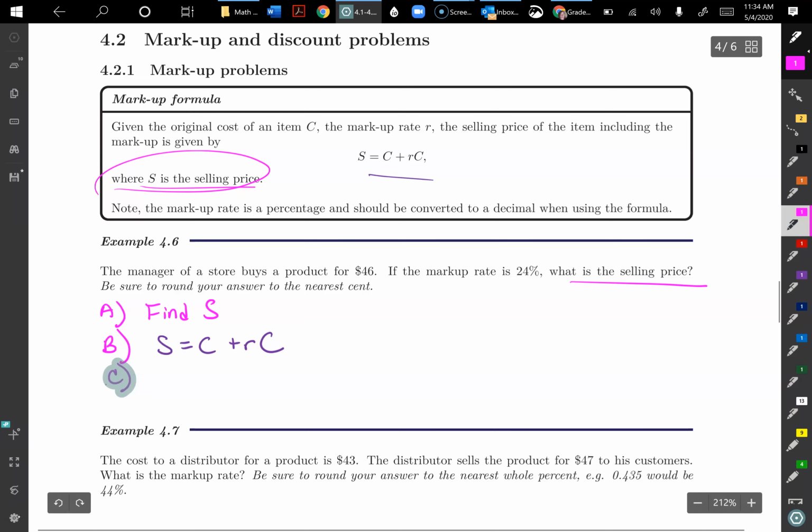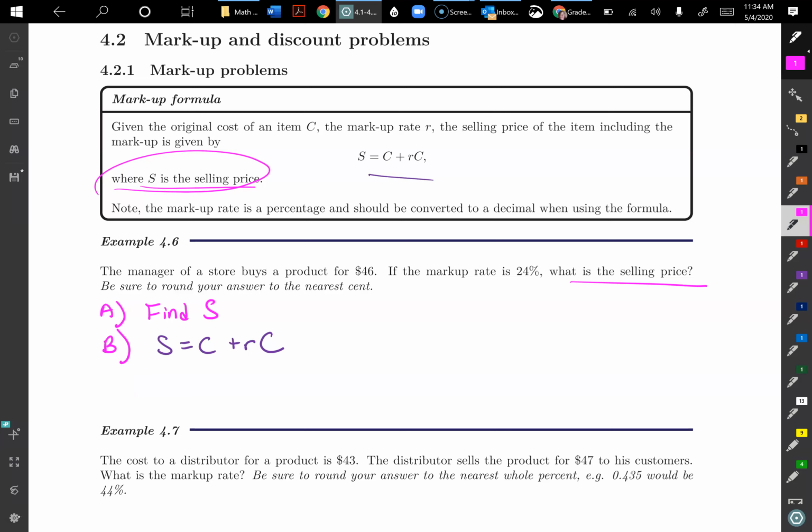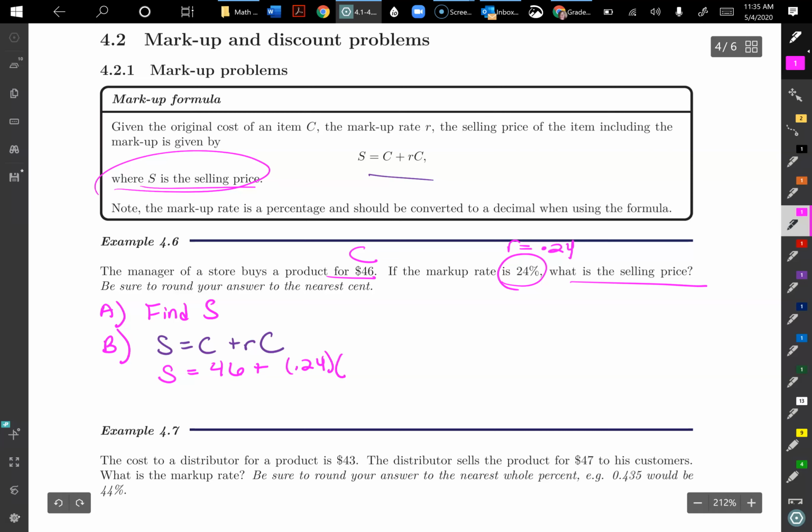Then for part B, we also have this piece we're going to put in here: S is our unknown. C, the cost to the store, is $46. And then R was our 24%, so we're going to write that as 0.24. Okay, so it's 0.24, and then C again is 46.